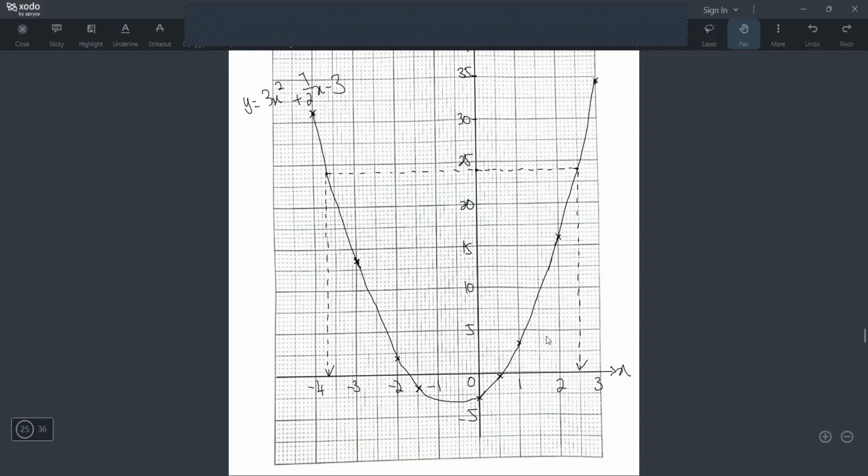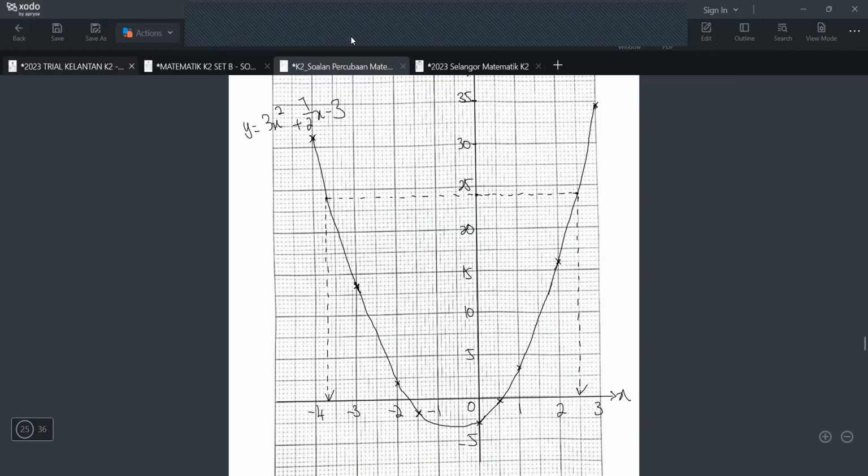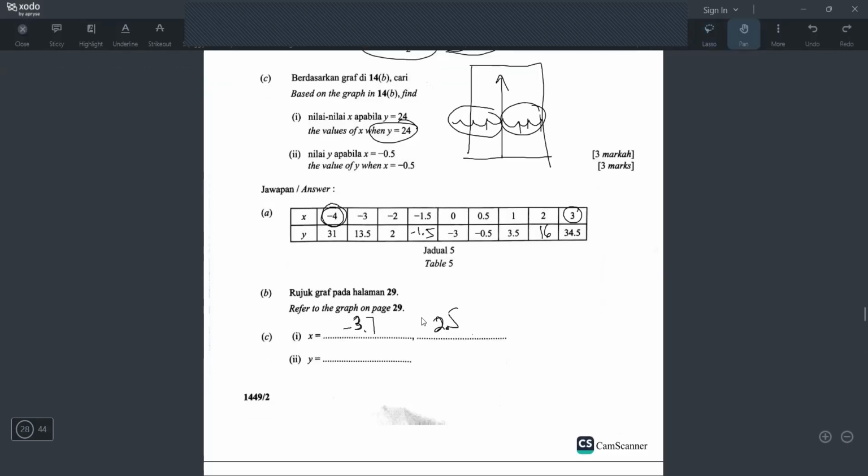And believe me, for the schema jawapan, they will put a range. They will give you a range, and if your answer is within that range, then it's considered correct already. So you don't have to worry about what if the answer is not exactly the same as the schema. If your answer is near to the schema, then it's considered correct. But anyways, this is my answer.